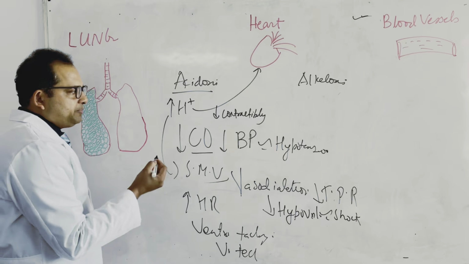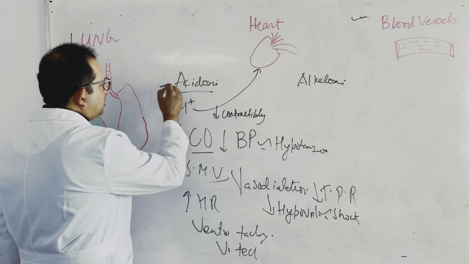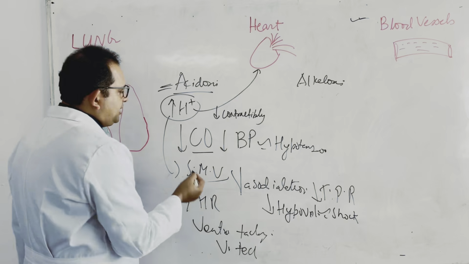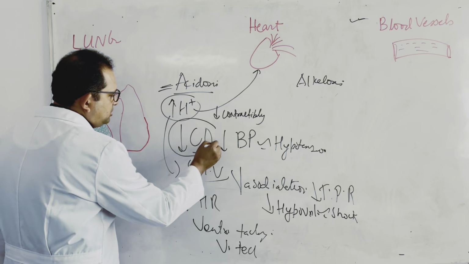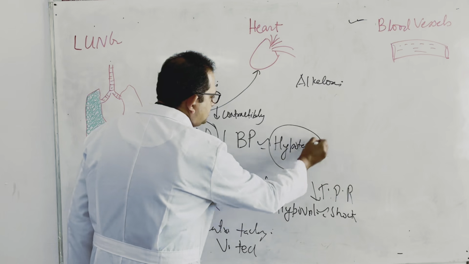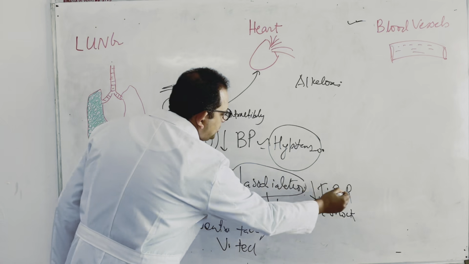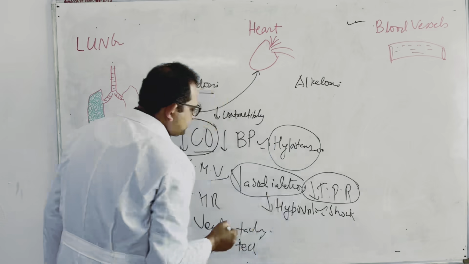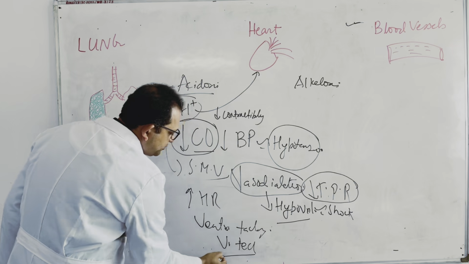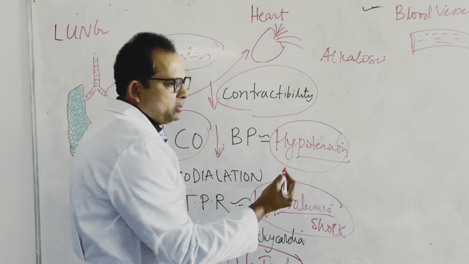Now what are the PG questions or needed PG questions? Acidosis will lead to an increase in H plus ion, which we know from the previous lectures. It will lead to a decrease in cardiac output, it will lead to hypotension, and it will lead to vasodilation. It will lead to decreased total peripheral resistance, and finally end up in hypovolemic shock and ventricular tachycardia. I hope it's clear.